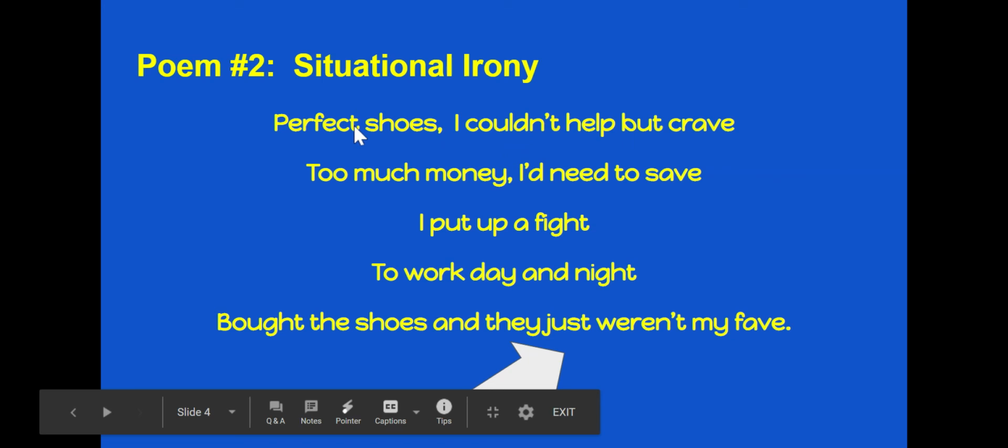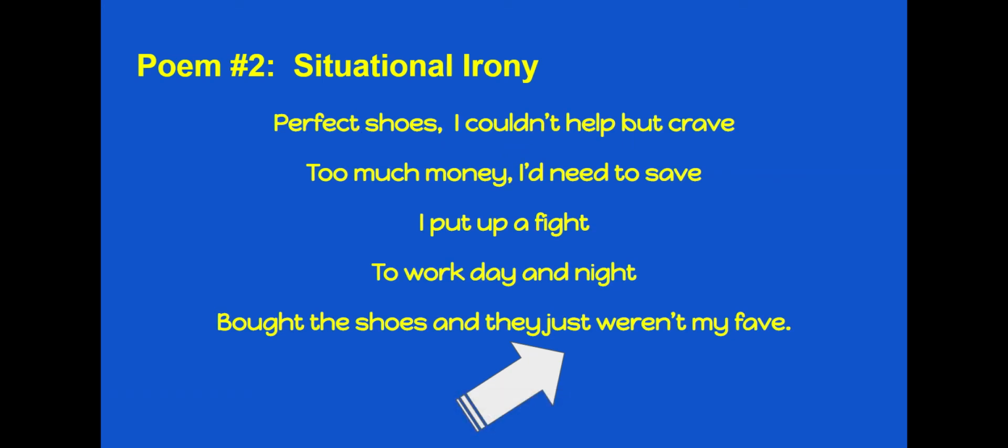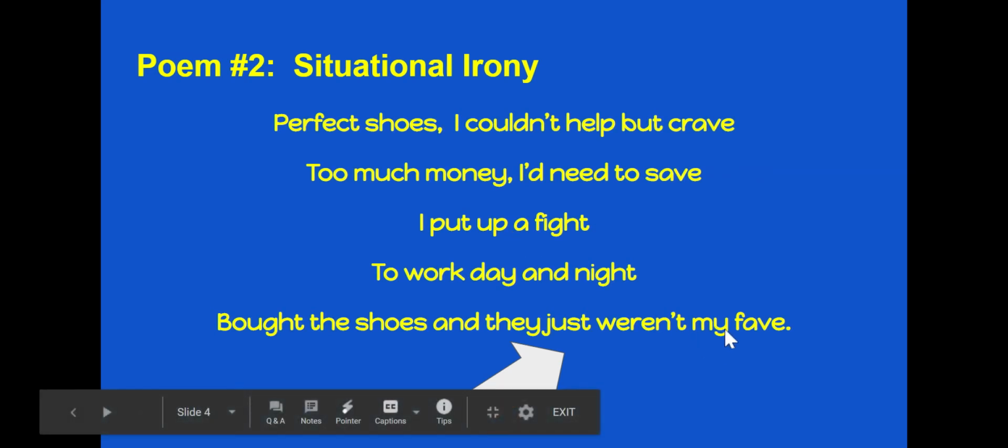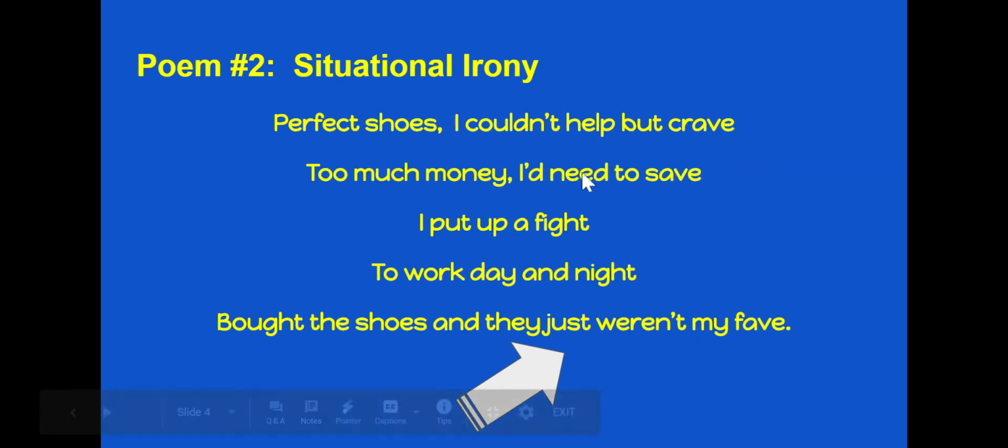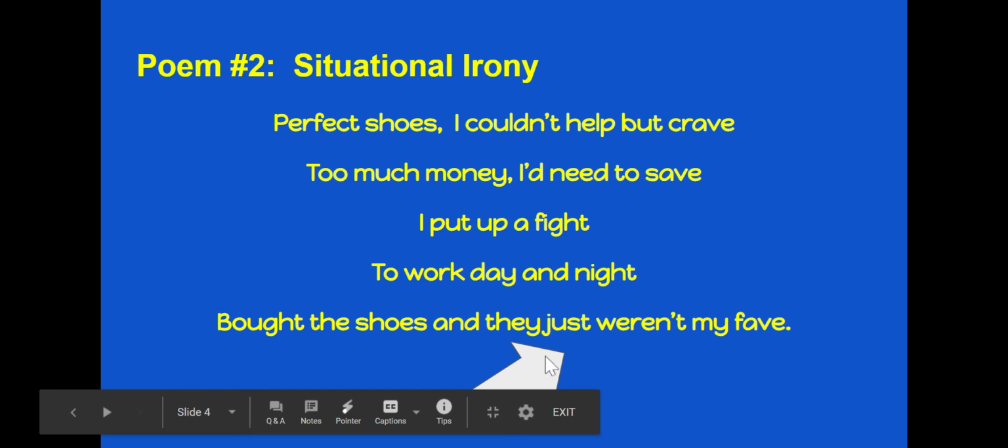I saw these shoes, I thought they were perfect. I expected them to be my favorite. I worked hard, I saved my money, and then they ended up not being my favorite. So that's situational irony. And again, I put an arrow pointing to my situational irony.